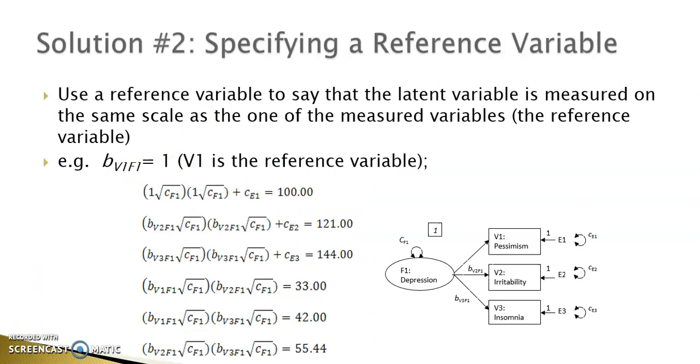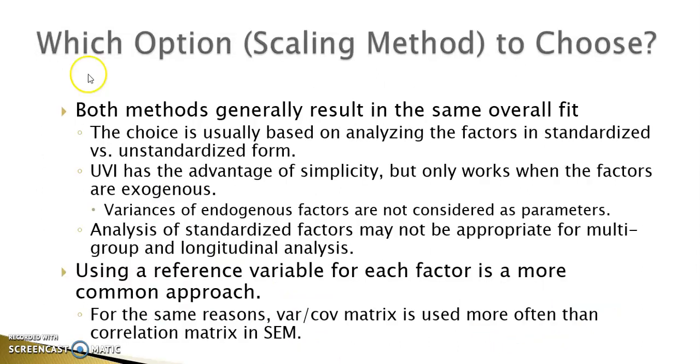In the second solution, a reference variable is chosen. The latent factor is set to have the same measurement scale as the reference variable. As shown in this example, pessimism is chosen as the reference variable. Its factor loading is set to 1 so that depression, the underlying factor, can share the measurement scale with pessimism, the observed reference variable. Again, we have 6 unknown values in 6 equations, and this model becomes solvable.